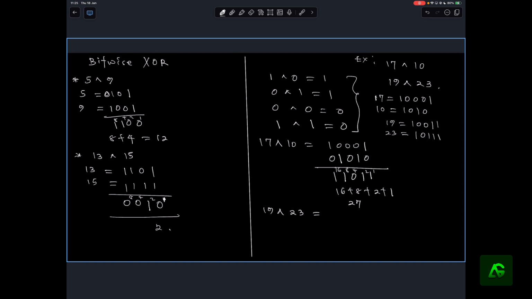So now we have 19 to be 10011, and 23 is 10111. So 1 XOR 1 is what? 0, 0, 1, 0, then 0. So we have 100, and that is 4. So 4 times 1, that is 4. So 19 XOR 23 will give us 4.